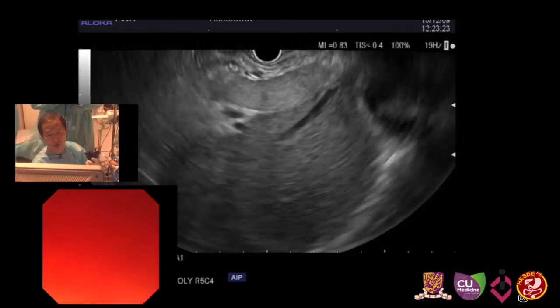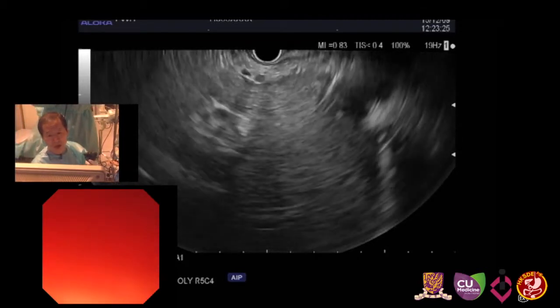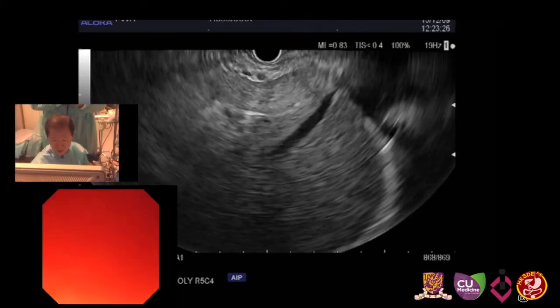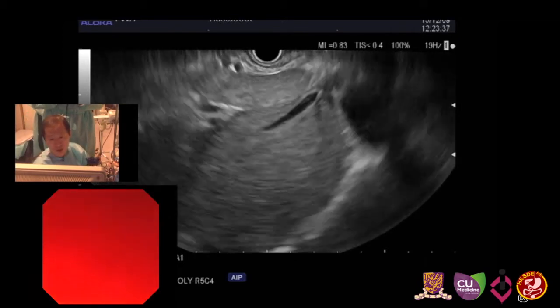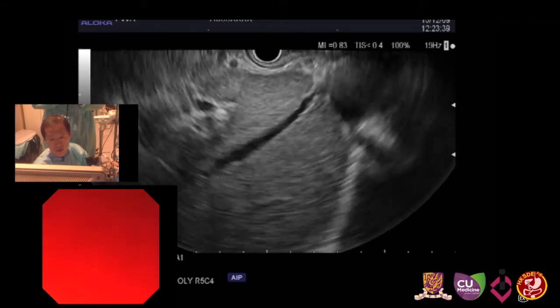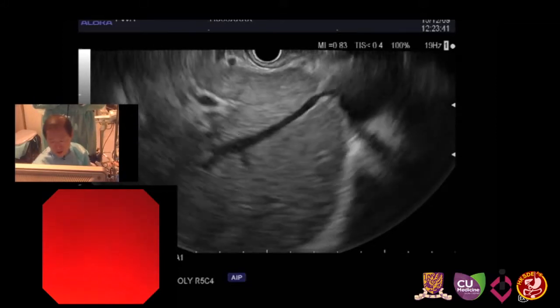Now I'm reaching to the right side of the liver. This is middle hepatic vein here. Middle hepatic vein. And IVC on this line, this is right atrium. IVC and the right atrium area. I will try to find out if there is any suspicious lesion in the right side of the liver.